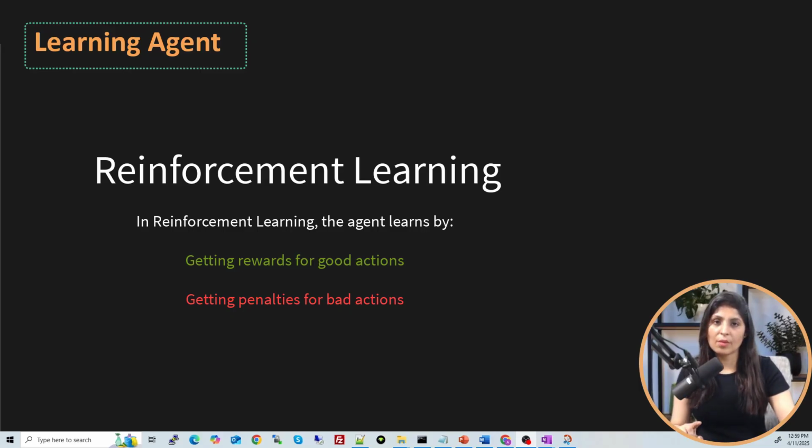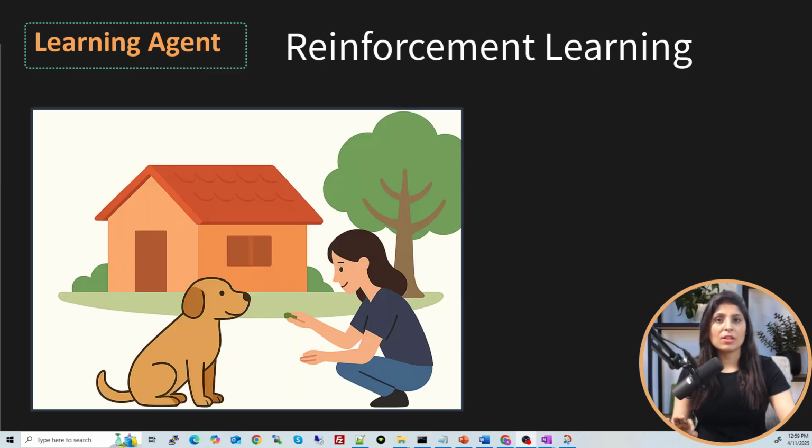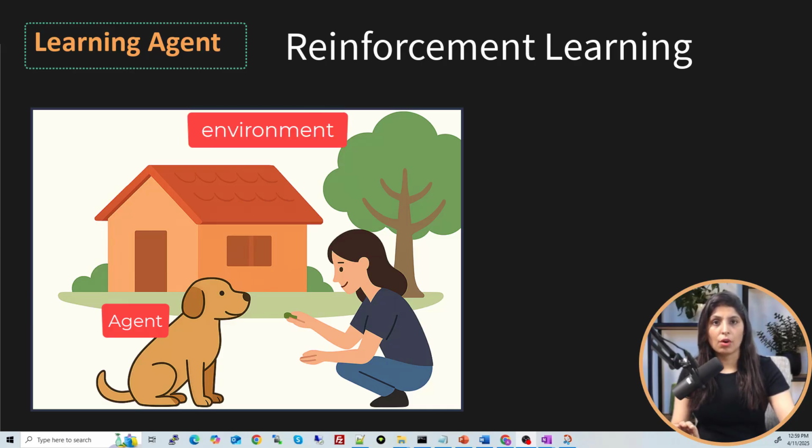So let's take one example to understand it better. So imagine you are training a dog. So the dog is an agent in this case, and your house or park is the environment for the dog. And the dog can sit, roll or bark. These are the actions which the dog can take.